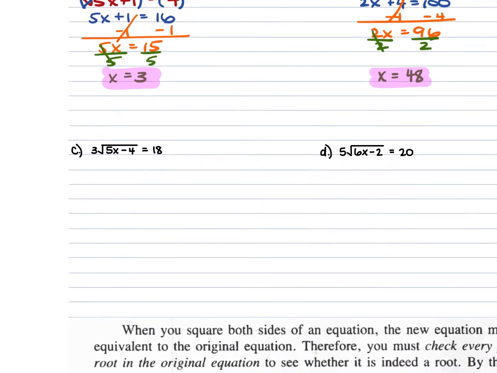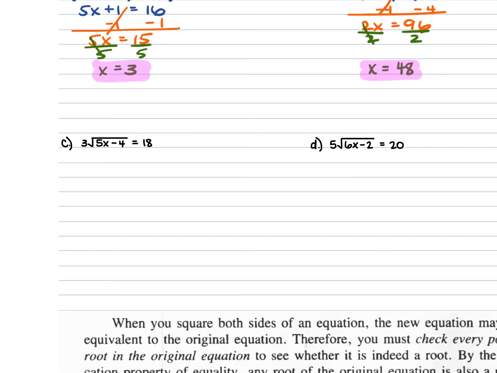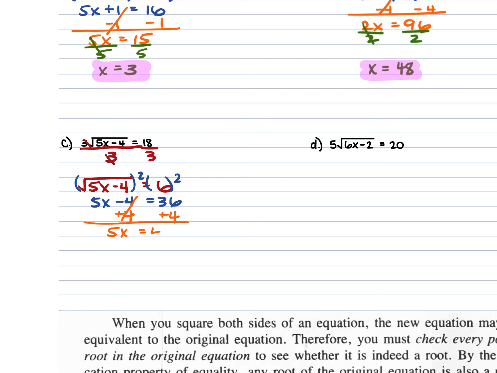For example C, we have 3 times the square root of 5x minus 4 is equal to 18. For this one, we're going to divide each side by the 3 to start with. So we have the square root of 5x minus 4 is equal to 6. We're going to square both sides. And we have that 5x minus 4 is equal to 36. We're going to add the 4 to both sides. And we get 5x is equal to 40. Divide each side by the 5. And you have that x is equal to 8.